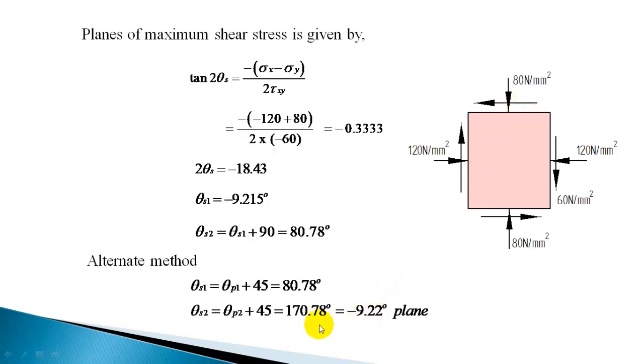So these are the same plane. So you are getting the same solution. Theta s1 and theta s2 can interchange. These are the two planes where maximum shear stress occurs. Or you can take theta s1 as theta p1 plus or minus 45 degree. From the principal plane you can take plus or minus 45 degree to get the planes of maximum shear stress.